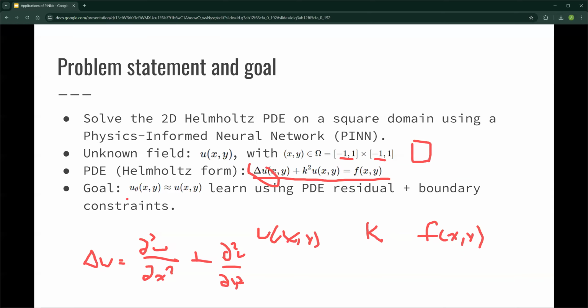The goal is essentially to approximate a solution using the PDE residual and boundary constraints. Obviously, the main difficulty is that the solutions are very oscillatory, and this PDE contains many second derivatives, which are hard to compute. And it makes optimization very stiff within the neural network.